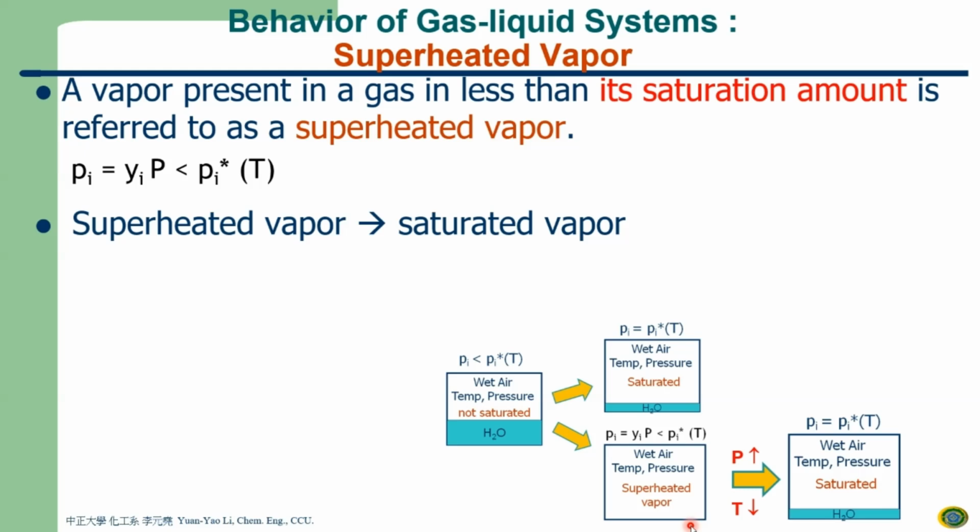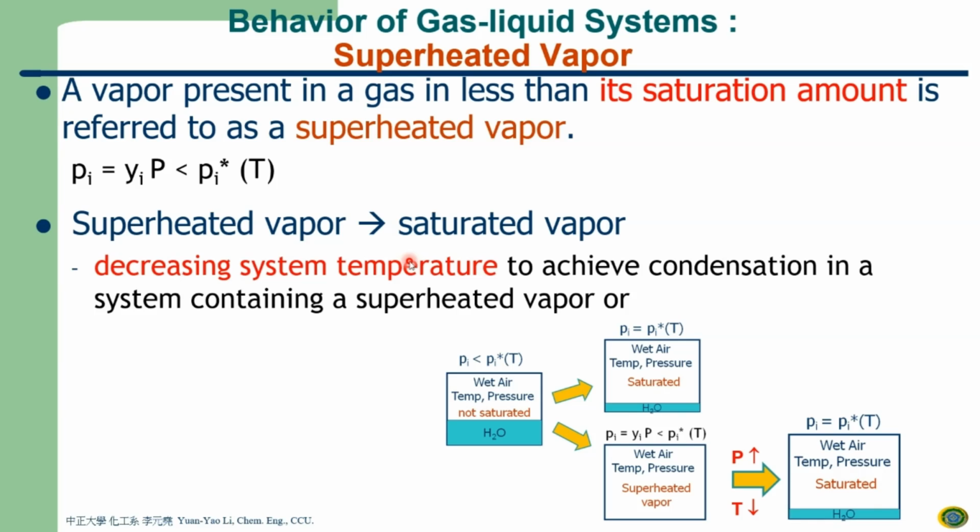Okay, strategy 1, decrease the temperature. Strategy 2 is increasing the pressure. So you can create saturated vapor from superheated vapor. Easy, right? Use water as an example, and you play the temperature and pressure around so you understand this situation. So decrease the system temperature to achieve condensation in a system containing a superheated vapor, or increase the total pressure. That's what I'm showing you here.